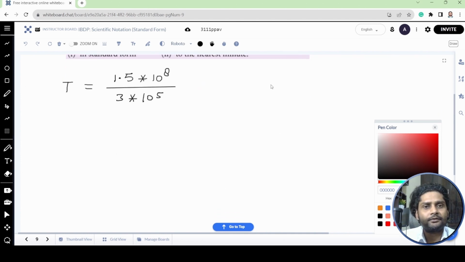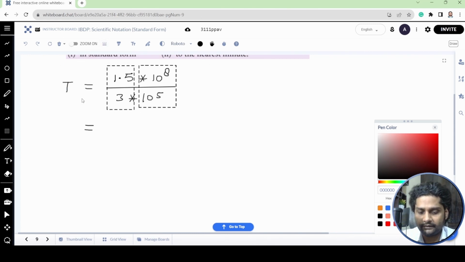No problem students, we have got the same situation. We have to simplify those terms separately. This is the non-exponential term, this is the exponential term. We have to solve them separately. As I divide 1.5 by 3, I get 0.5. Over here I have 10 raised to the power of negative 5.